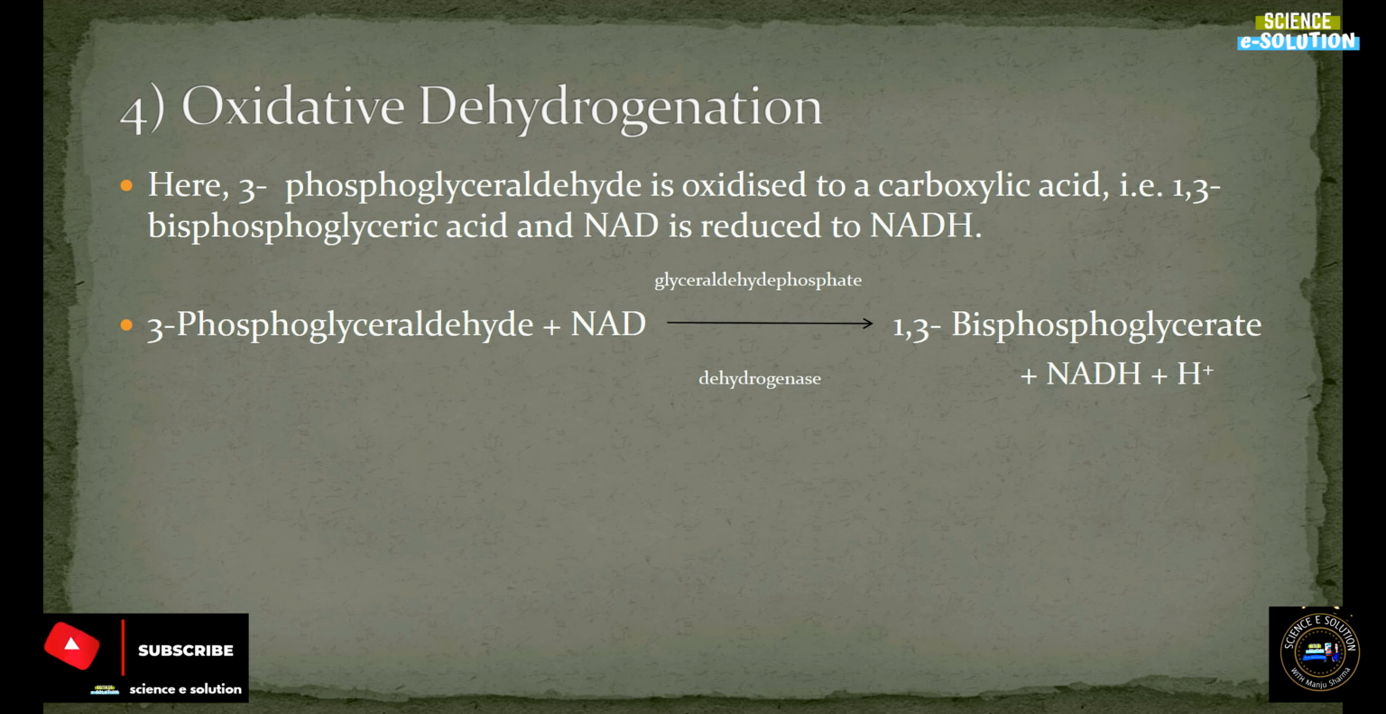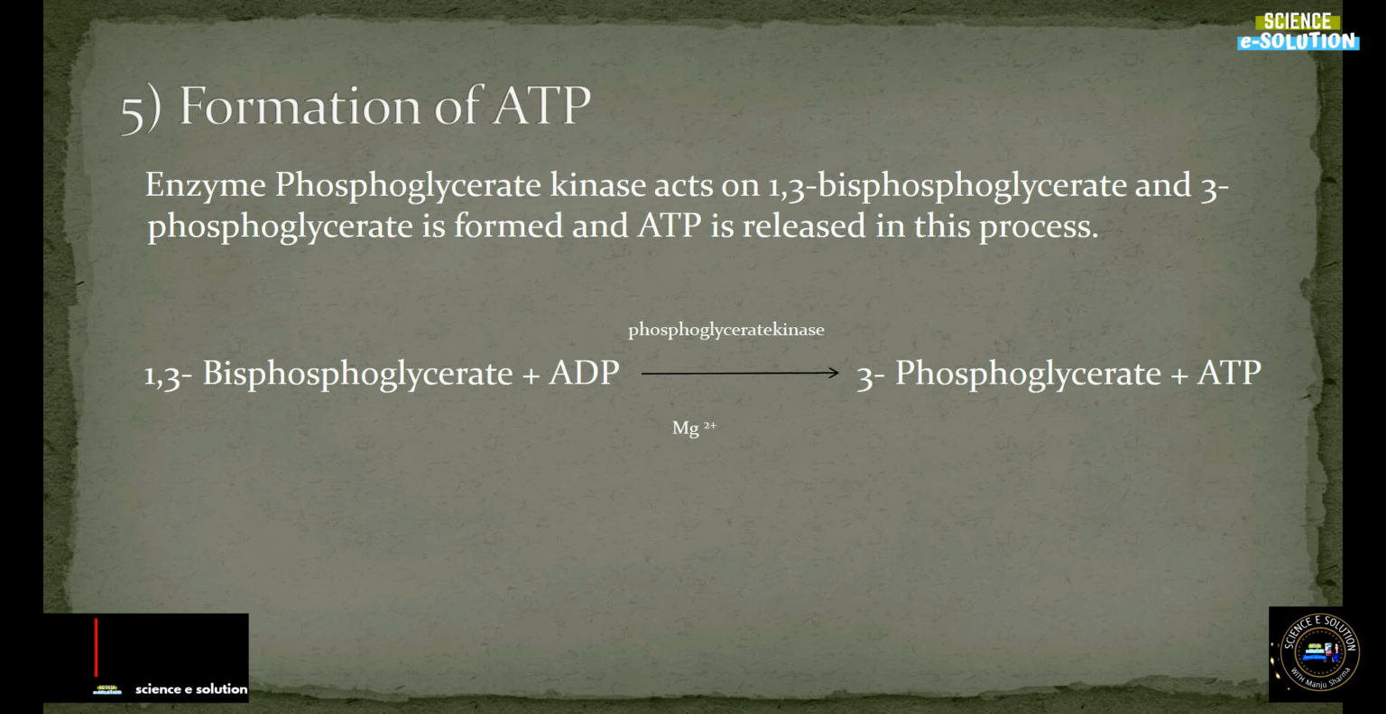The next step is called oxidative dehydrogenation, in which 3-phosphoglyceraldehyde is oxidized to a carboxylic acid, which is 1,3-bisphosphoglycerate. You can see here, and NAD is reduced to NADH. The enzyme used for this reaction is glyceraldehyde phosphate dehydrogenase.